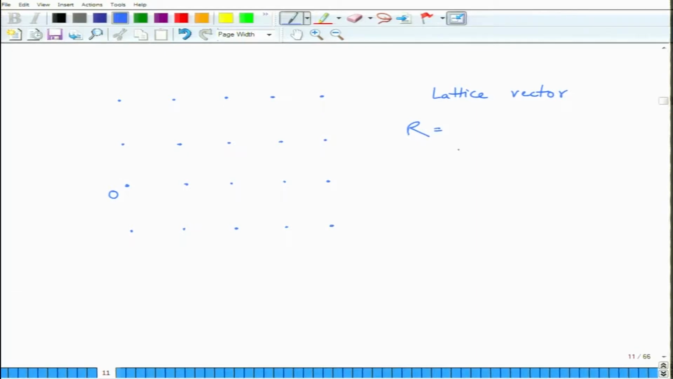And this R can be defined as N1A1 plus N2A2 plus N3A3 in 3D, or in 2D you can just take two. So, if you have a lattice vector, let us say R, this is R. So now you have these two vectors you can define. These two vectors will make the unit cell.